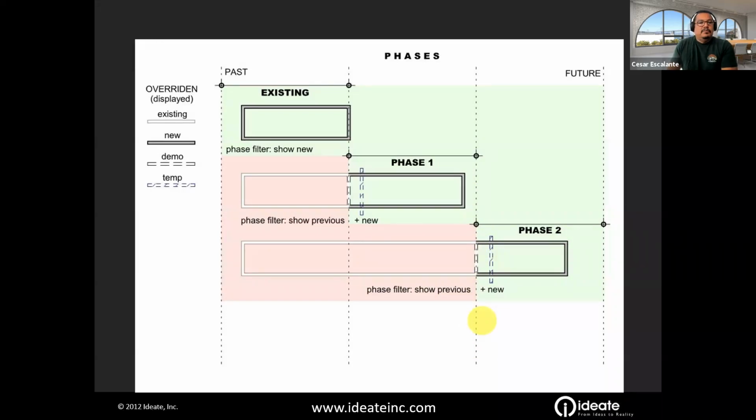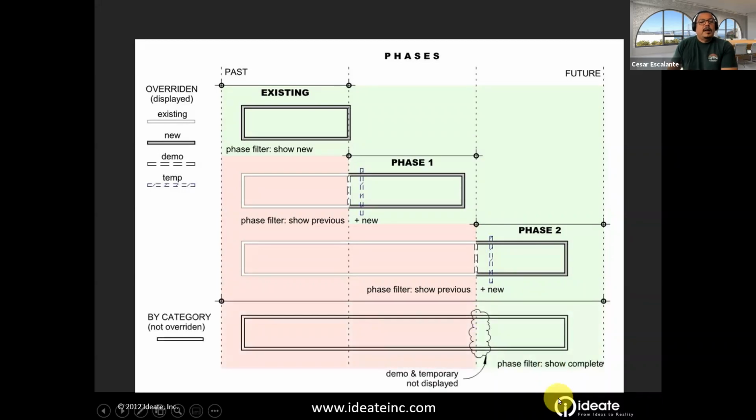And finally, when the 2 phases are finalized, the best practice is to apply a phase filter that is called show complete, which basically applies to all the objects a representation by category. And this will be the ideal condition in which you receive your scope of work before this is sent to another firm for future work. Does that make sense?